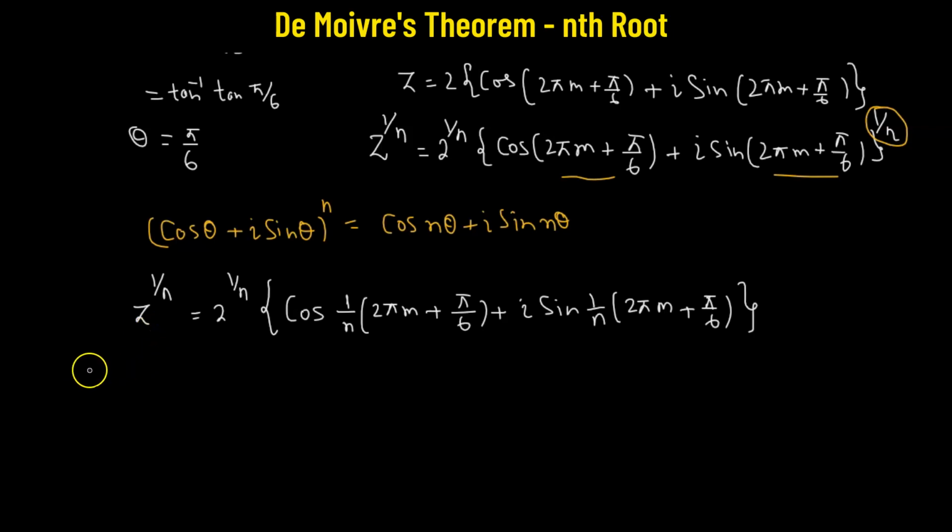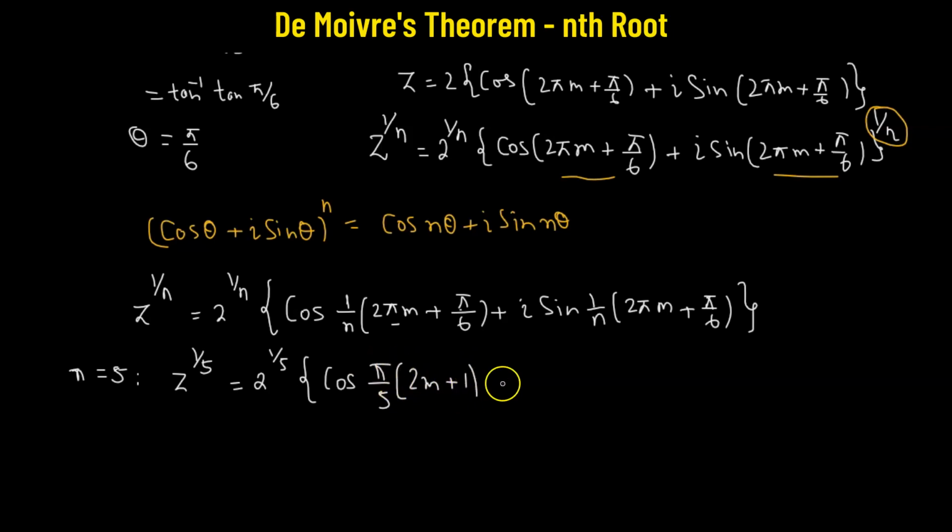Now in that case, since we have to find out the fifth root of the complex number, we will consider n to be equal to 5, such that z raised to the power of 1 over 5 equals 2 raised to the power of 1 over 5 multiplied by cosine of, so here we have 1 over 5 multiplied by, we can also take out pi as the common factor. We have pi over 5 multiplied by 2m plus 1, plus iota times sine of pi over 5, since n value is 5, multiplied by 2m plus 1. So this is the fifth root of a complex number.